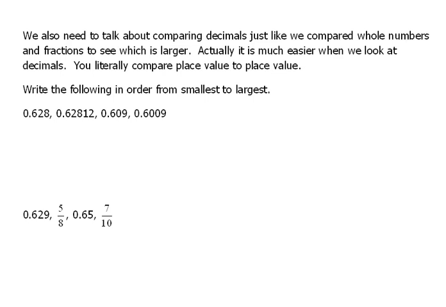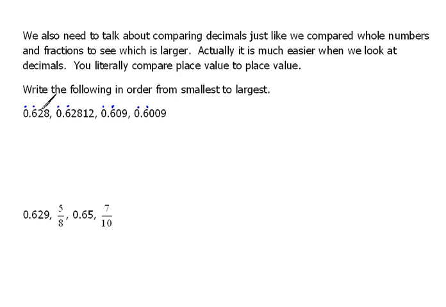So let's see what I'm talking about here. Here we have four numbers, and it says write the following in order from smallest to largest. We are literally going to look at these numbers, place value by place value. Here we have in the ones position all zeros, so those are all equivalent. Now in the tenths position, these have all sixes. So according to that position, they are all equivalent also.